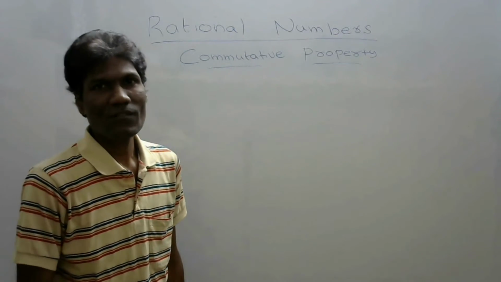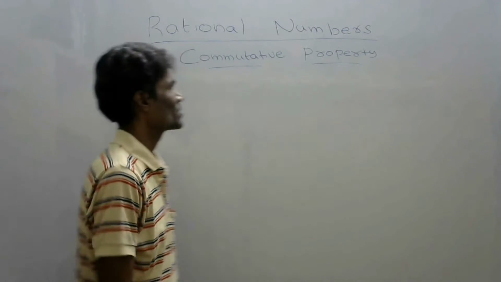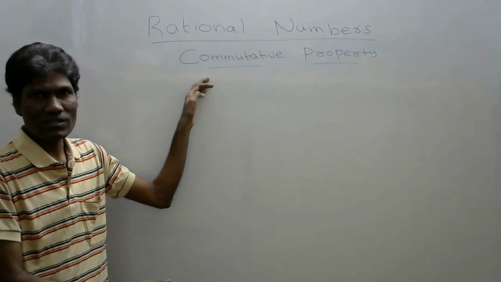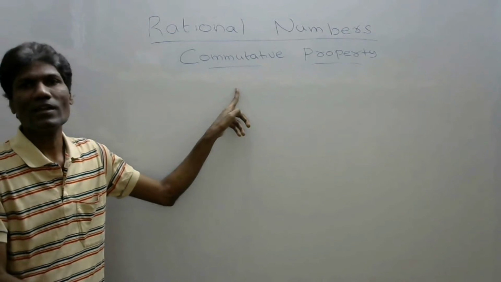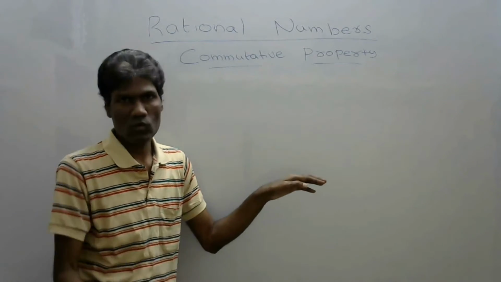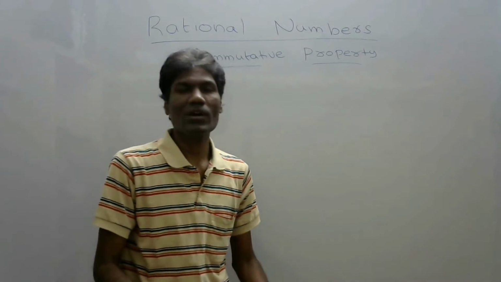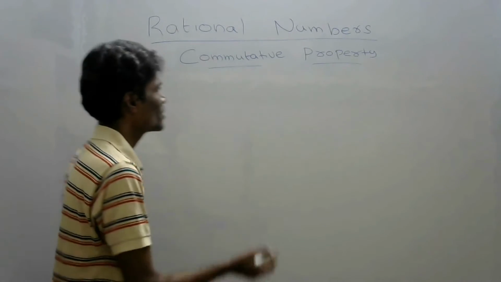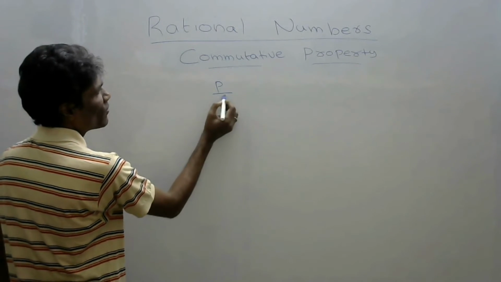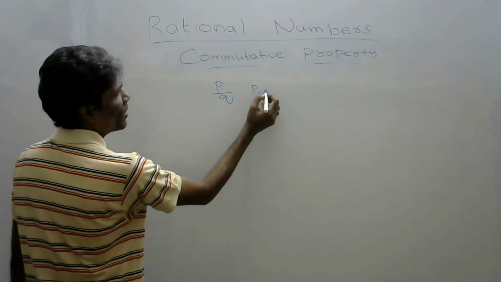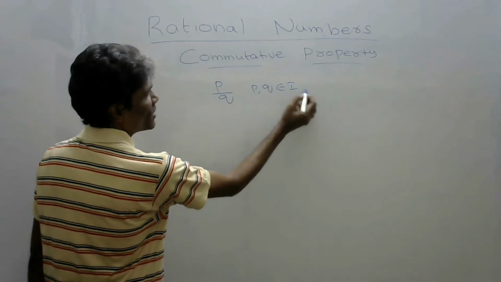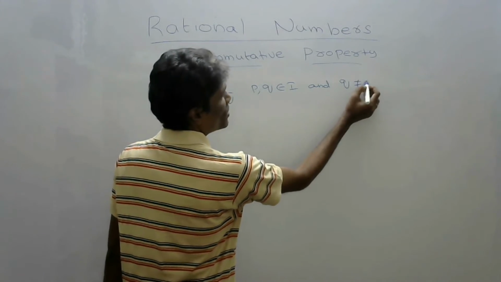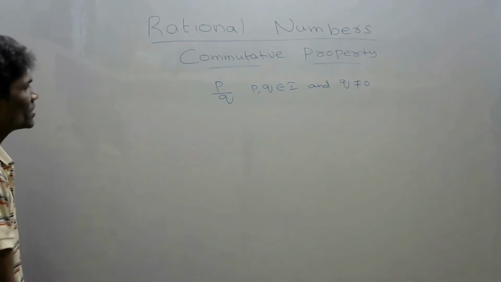Commutative property with respect to rational numbers. We know rational numbers are numbers which can be written in the form of p by q, where p, q belong to integers and q is not equal to 0. Now first let us start with addition.